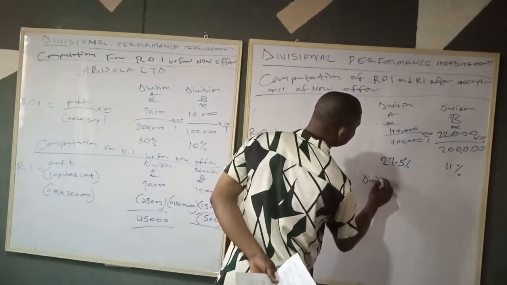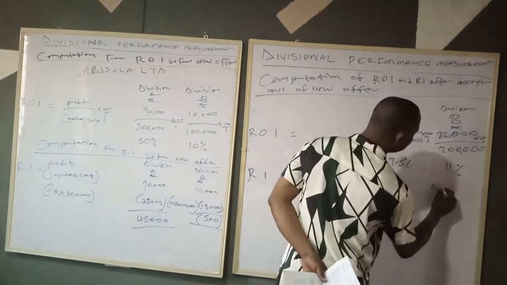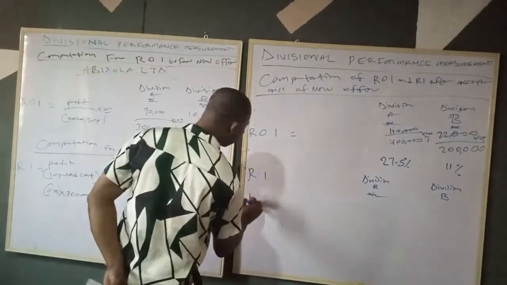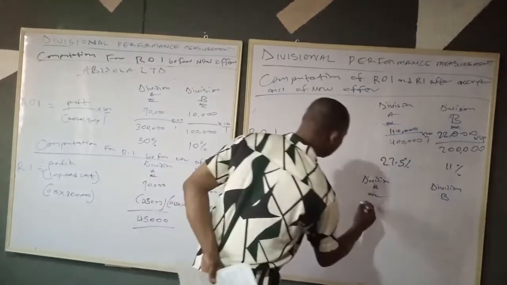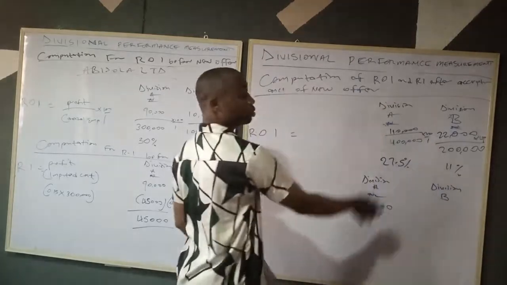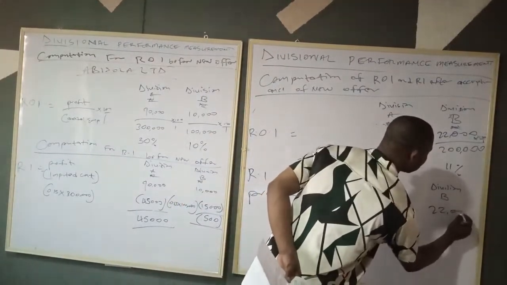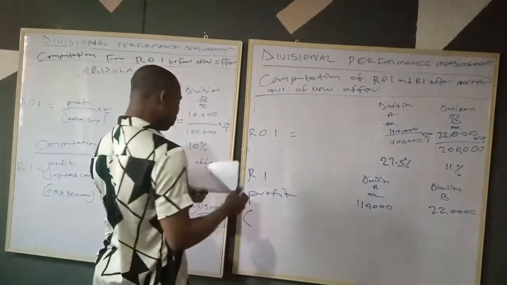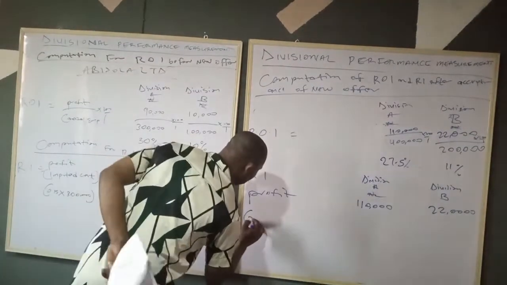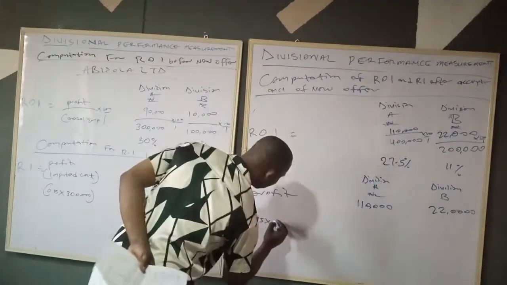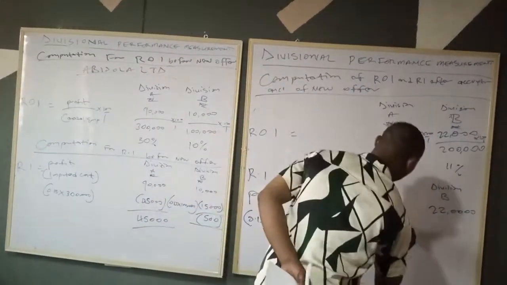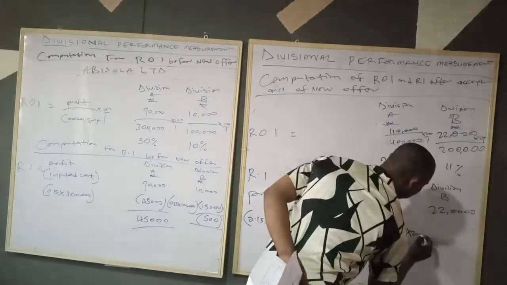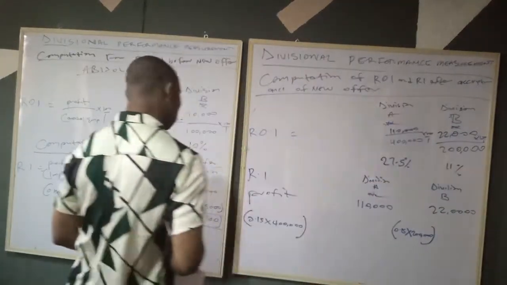Now we have division A and division B. Now our residual income is profit minus imputed cost. Our profit is now the initial profit plus the new profit, and for division B it is 22,000, right? Then our imputed cost will now be cost of capital, which is 15%, 0.15 multiplied by our new capital employed, now 400,000. Then for division B also, 0.15, that is cost of capital for the company, times new capital employed, 200,000. So we compute 0.15 times 400,000.